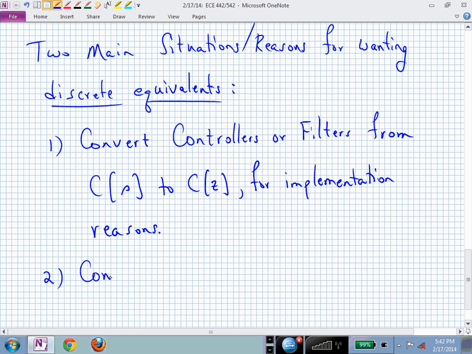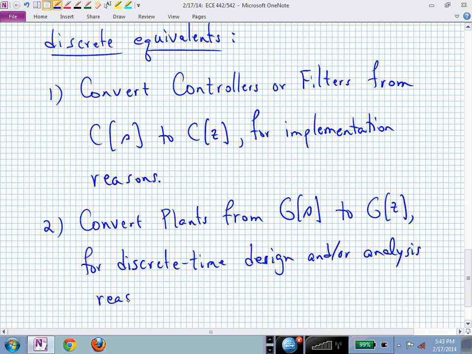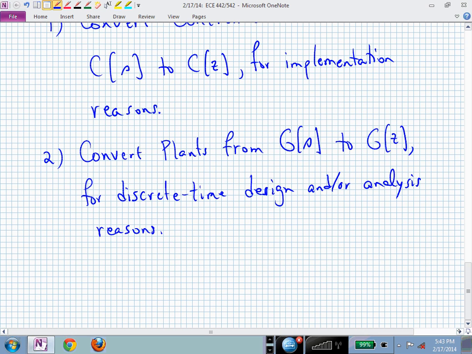Another reason would be if we wanted to convert the plant or plants from their analog version, capital G of S, to their discrete time form, capital G of Z. And we may do this because we want to either perform some discrete time design, build a capital C of Z directly, or we may want to analyze that controlled system in a discrete setting.